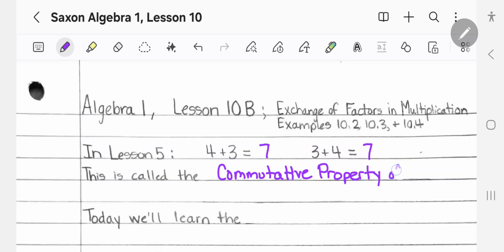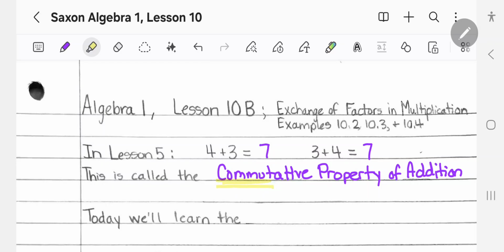Okay, that's the commutative property of addition. We learned that it doesn't matter if you change the order in which you add, you're going to get the same answer. Okay, you may have heard people talk about commuting to work.